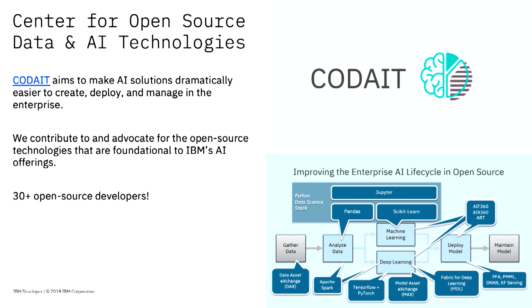Before we get going, a little bit about CODAIT. We're an open source team within IBM, over 30 open source developers, and our mission is to enhance the state of the end-to-end enterprise AI lifecycle out in open source. When I joined the team a few years ago, it was mostly focused on Apache Spark. Since then, the focus has really expanded to include the rest of the Python data science stack, deep learning, model and data exchanges, which we'll be talking about a little bit today, as well as projects for AI fairness and explainability and model deployment, open standards and frameworks for serving.